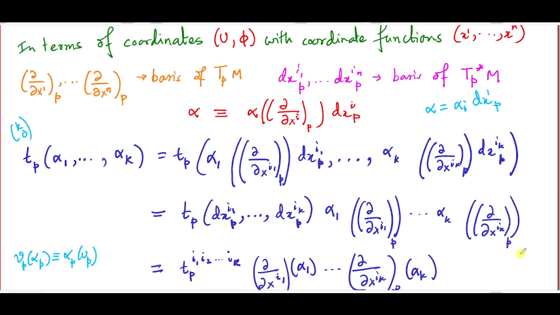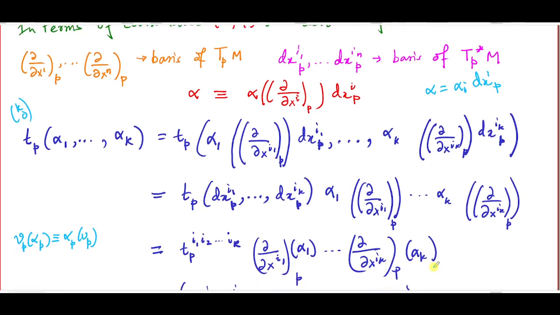Now, we define the action of a vector v at p on a covector alpha at p simply by saying that this returns a number which is alpha at p acting on v at p. And therefore, we can write each one of these numbers here as del x i1 acting on alpha 1, del x i2 acting on alpha 2, and so on, all the way to del x ik acting on alpha k. And the object here, which is just a number, can be written down as Tp^{i1 i2 ... ik}. These are just Tp acting on the coordinate differential basis vectors of Tp star M.